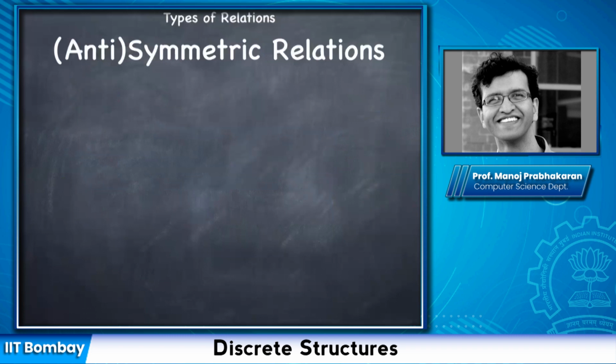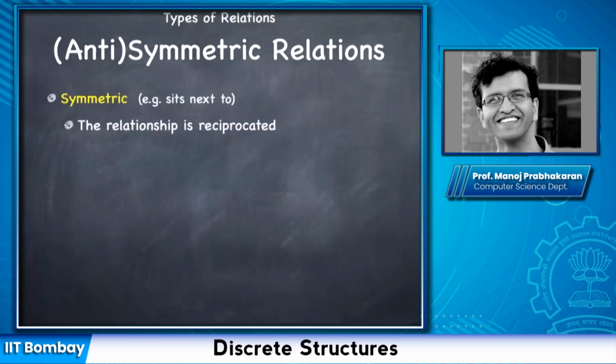Another interesting kind of relation is what are called symmetric relations. A symmetric relation is a relation that is reciprocated. That is to say, if x is related to y, then y is related to x. As an example, say you're in a classroom, then I could talk about student x sits next to student y as a relation between x and y. If x is sitting next to y, then y is sitting next to x. So that would be a symmetric relation.